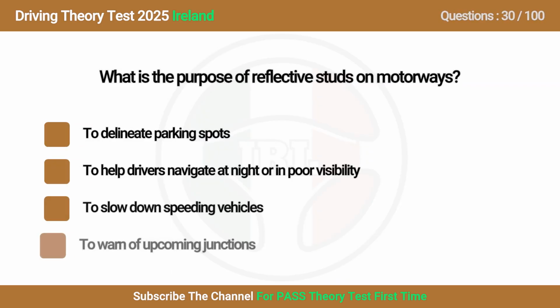Question 30. What is the purpose of reflective studs on motorways? A. To delineate parking spots. B. To help drivers navigate at night or in poor visibility. C. To slow down speeding vehicles. D. To warn of upcoming junctions.